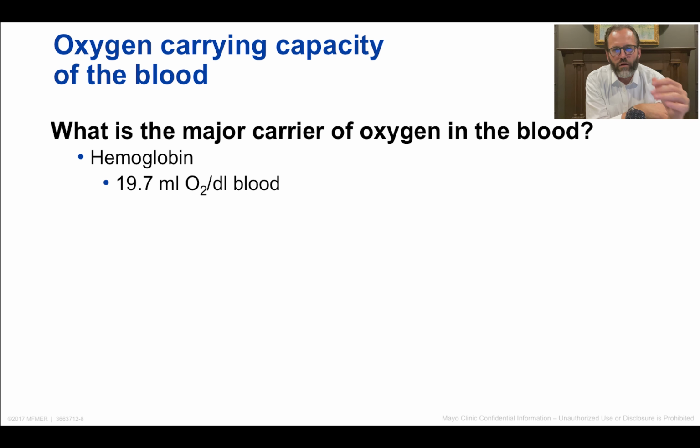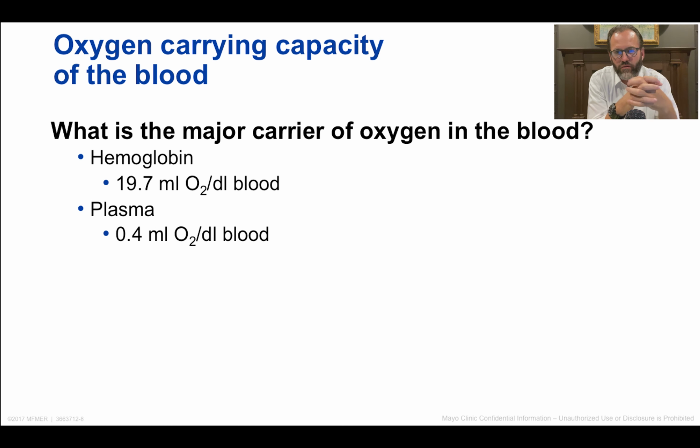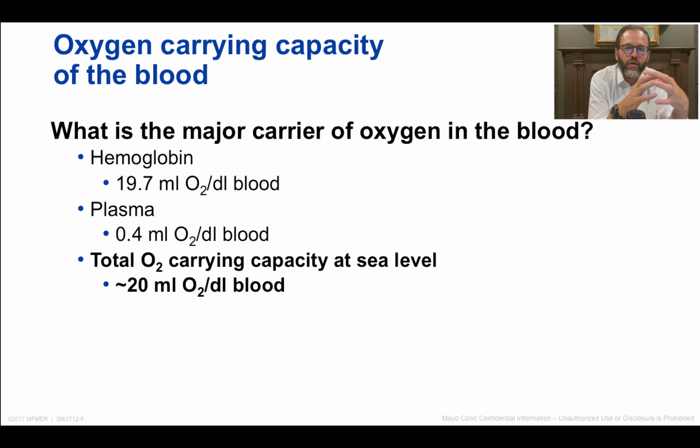And so, of course, hemoglobin is the predominant carrier of oxygen within the blood, and that carries roughly 19.7 mils of oxygen per deciliter of blood. Plasma actually carries a very small amount of oxygen in relative terms, roughly 0.3 to 0.4 mils of oxygen per deciliter of blood. And so altogether, at sea level, the normal individual will have roughly 20 mils of oxygen per deciliter of blood. So that's units of oxygen per unit volume of blood.